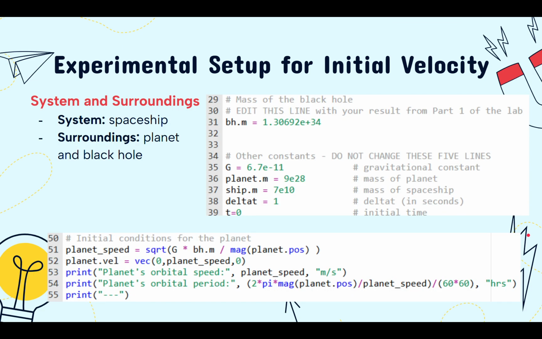Now I use the mass of the black hole in Part 1 for the setup of Part 2. The system is a spaceship, and the surroundings are the planet and the black hole. And this equation is used to find the speed of the planet, and this equation is used to find the velocity of the planet.